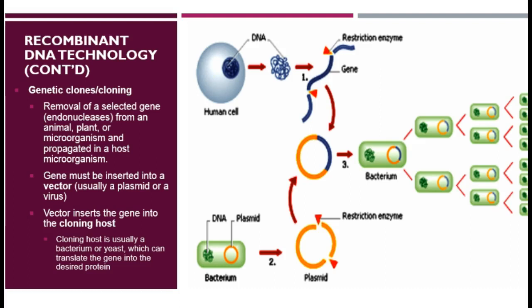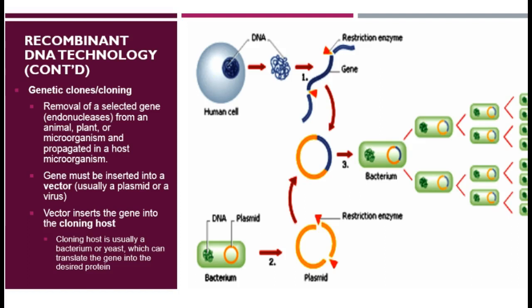This graphic here shows you the steps involved in cloning a gene. So when we clone a gene, we first want to identify the gene of interest, and that's usually going to be a gene that is found in an animal or a plant. Sometimes it's a gene from a microorganism, and we want to replicate that gene's products in a bacterium.